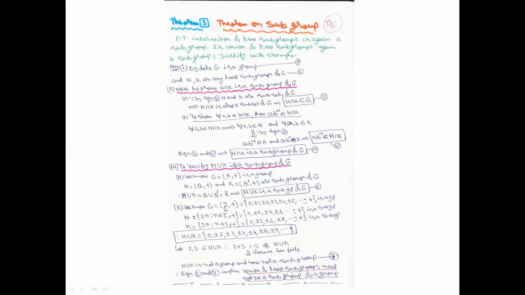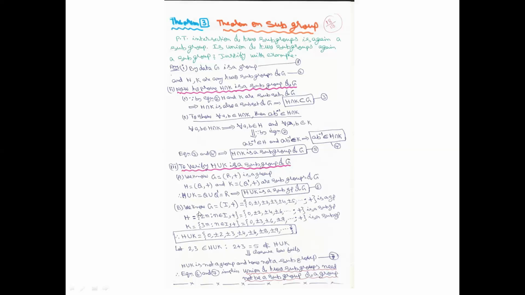Let me take one more example. See, G, the set of integers I have taken. The set of integers under addition, we know it is a group. We have done this problem. If you want, you can once again cross check the closure law, associative law, identity law, and inverse law.